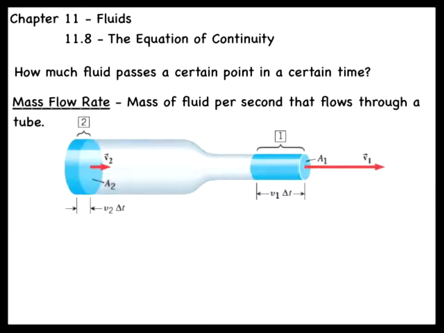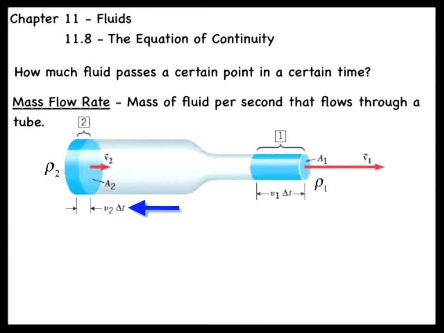Upstream at location 2, the tube has a cross-sectional area A2, a density ρ2, and it's moving at a speed v2. Downstream at location 1, the cross-sectional area is a smaller A1, the density is ρ1, and the speed is v1. During a short time interval delta t, the fluid at location 2 moves a distance v2 delta t.